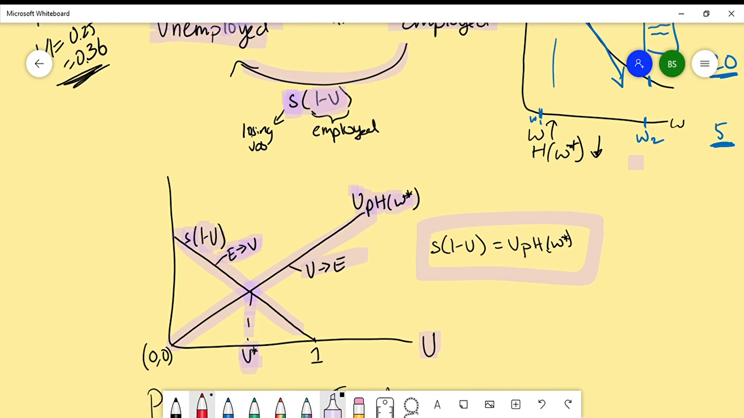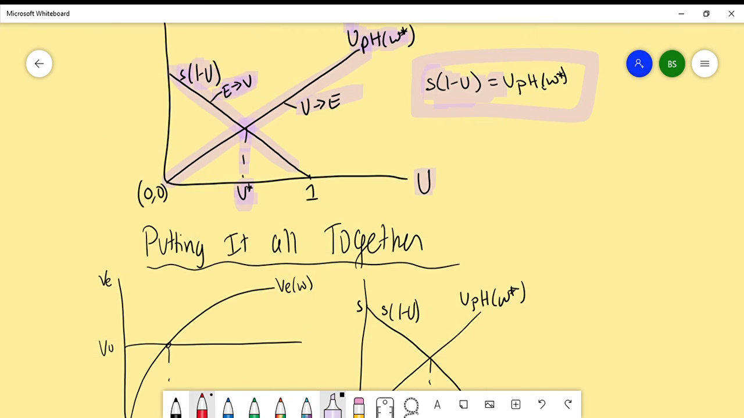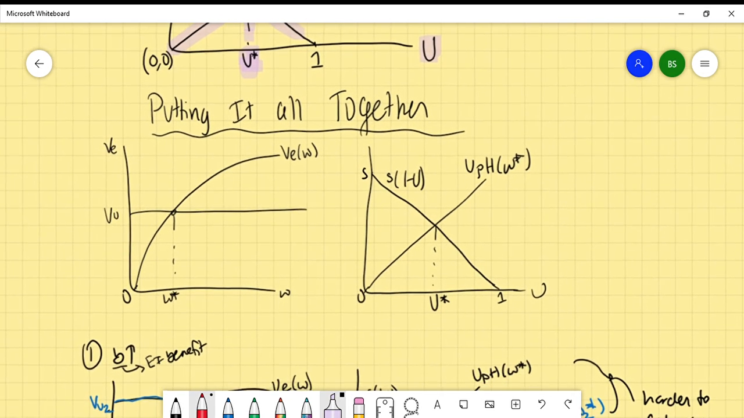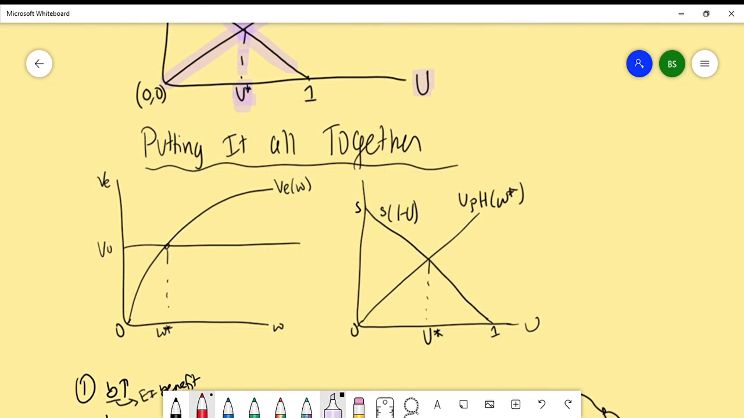So this is like a steady state, which we went over before, basically equilibrium. And at equilibrium it's like this. So beautiful. Now we're going to put it all together. Wow, it's almost done.